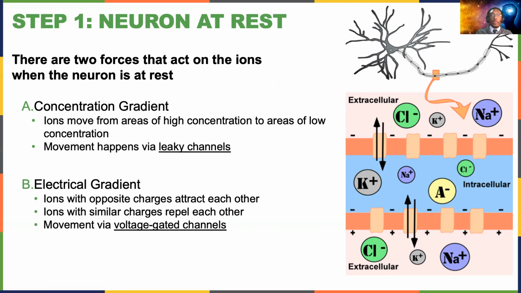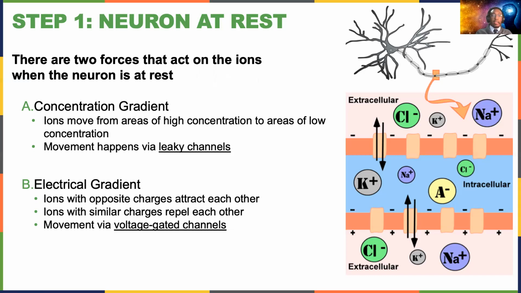There are two forces that act on the ions when the neuron is at rest, two things that control the movement of these ions that we've mentioned. The first one is the concentration gradient. You may have heard it before in other science classes. This is the notion that ions move from areas of high concentration to areas of low concentration. And the movement across the concentration gradient mostly happens via leaky channels.